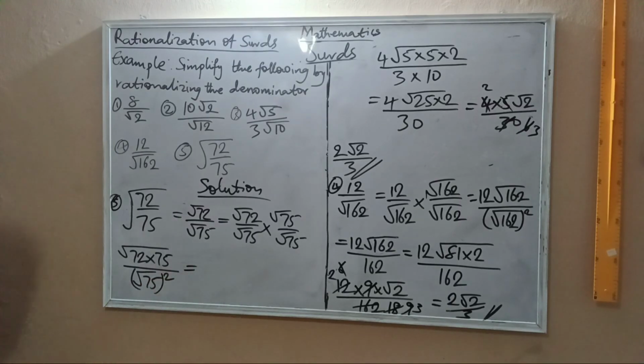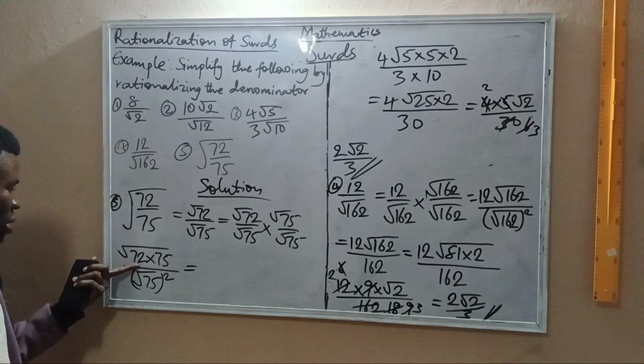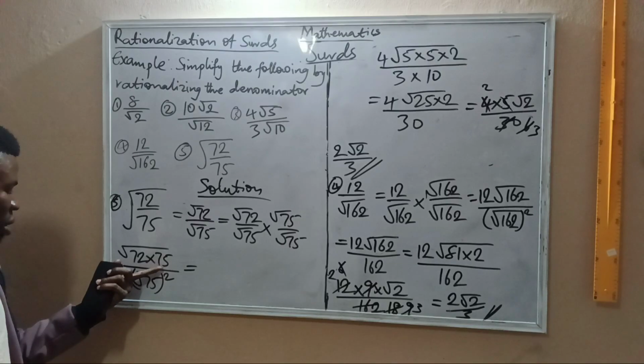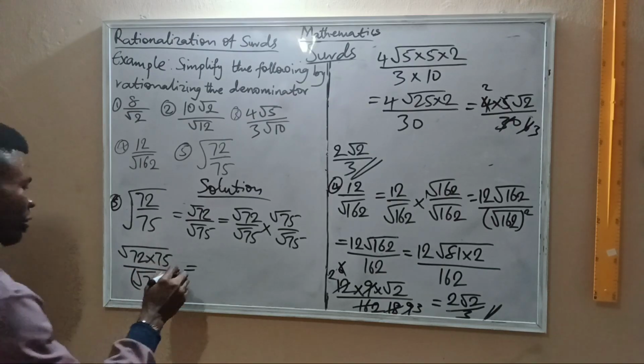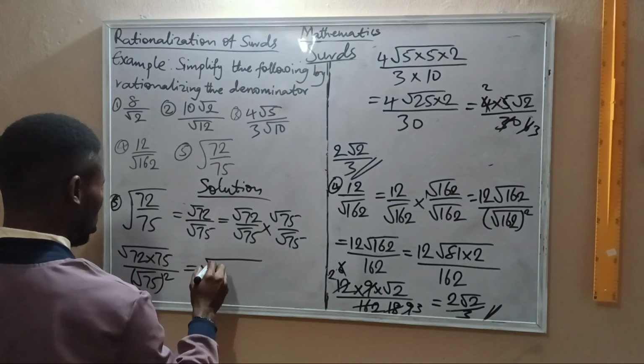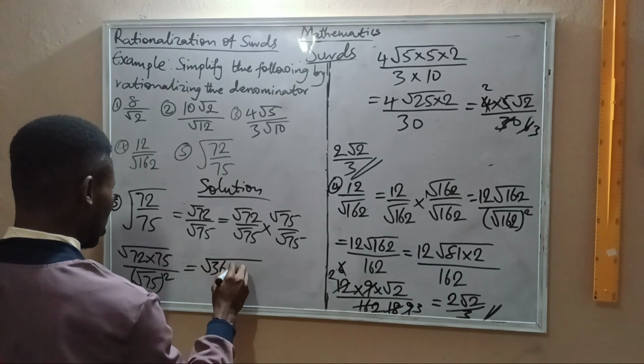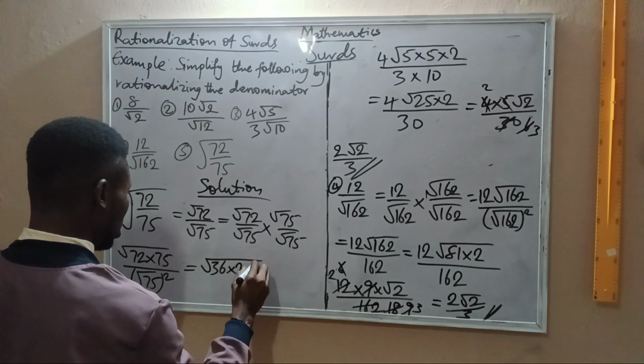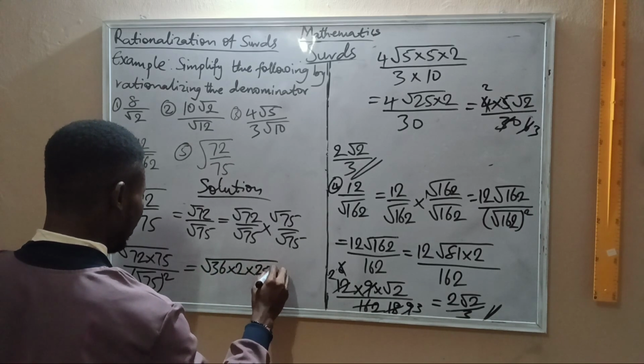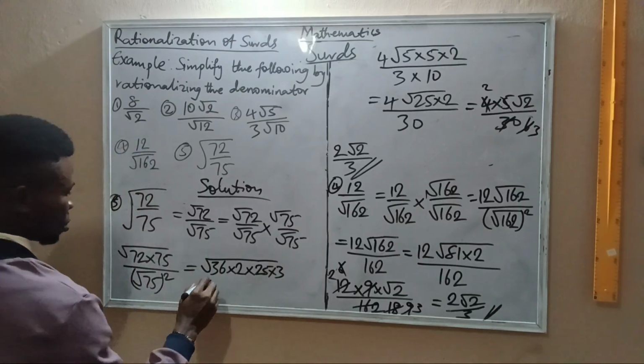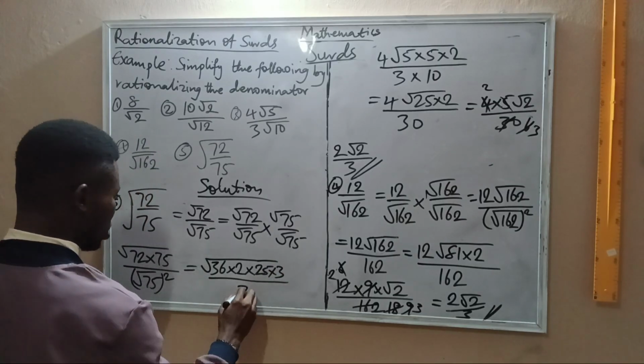And this is equal to, now let's see how many perfect squares we can get from this. 2 in 72 is 36, right? Then 3 in 2 cannot go, of course. Then 3 in 75 is 25. So we have sod 36 times 2 times 25 times 3 all over 75.